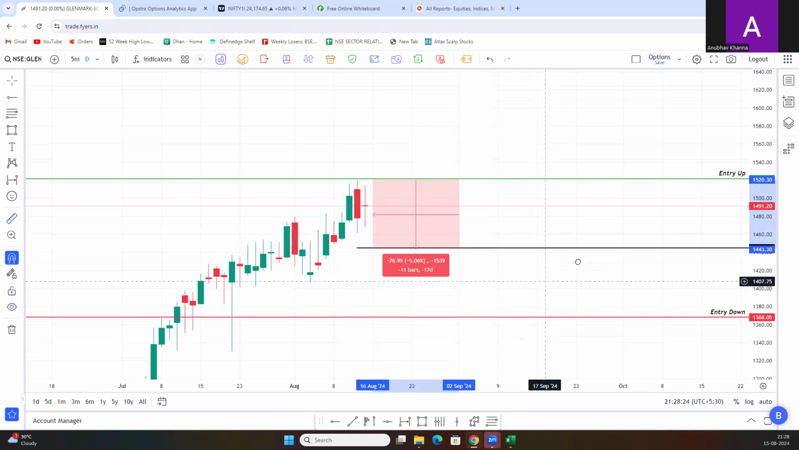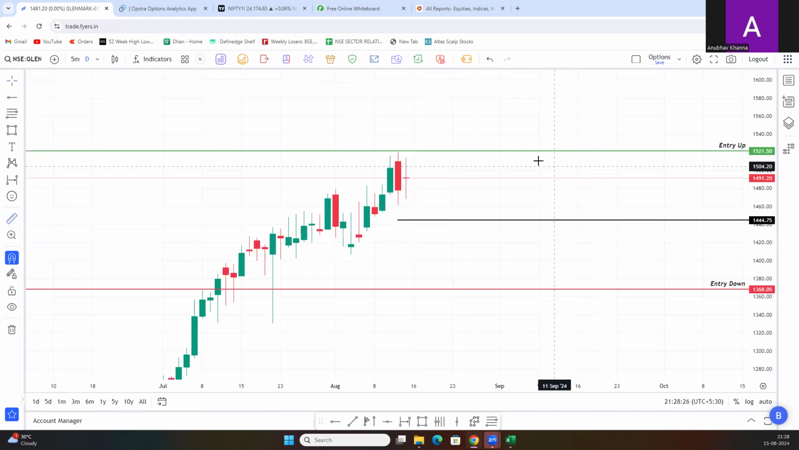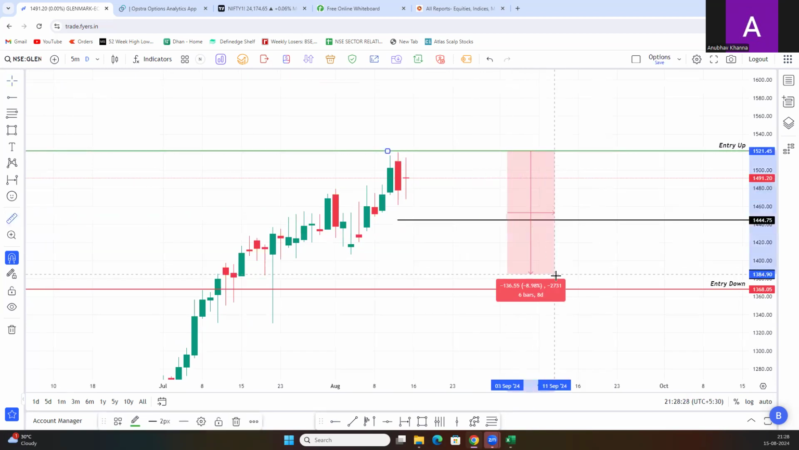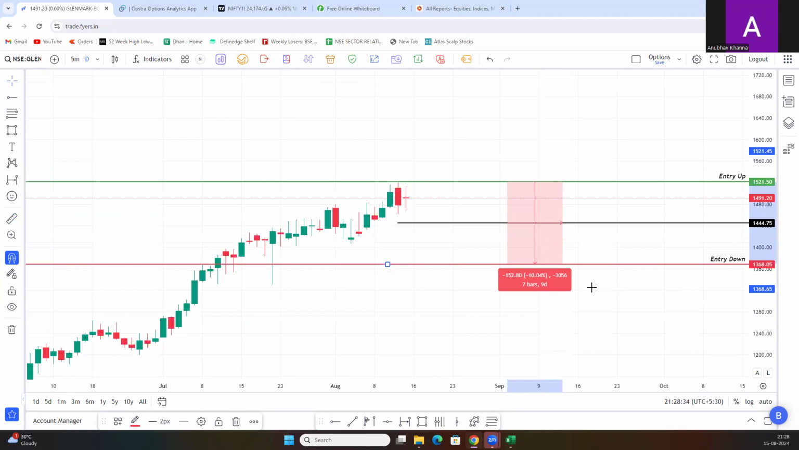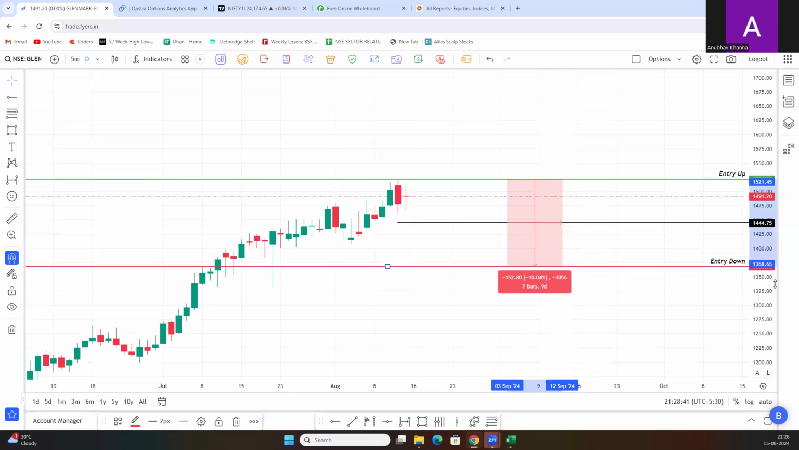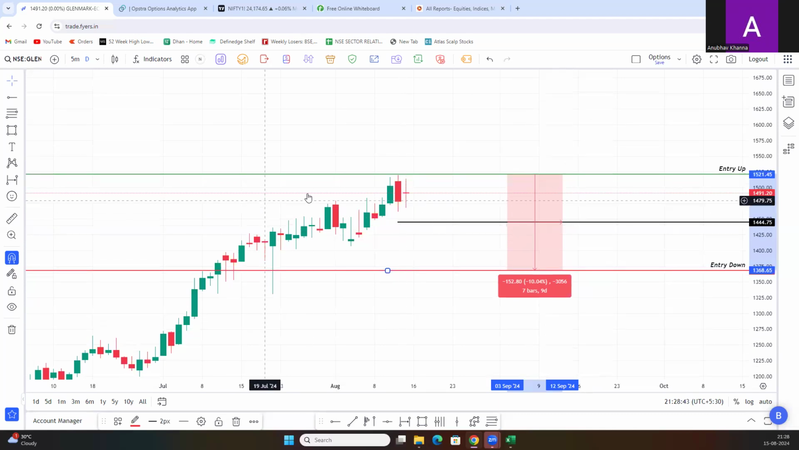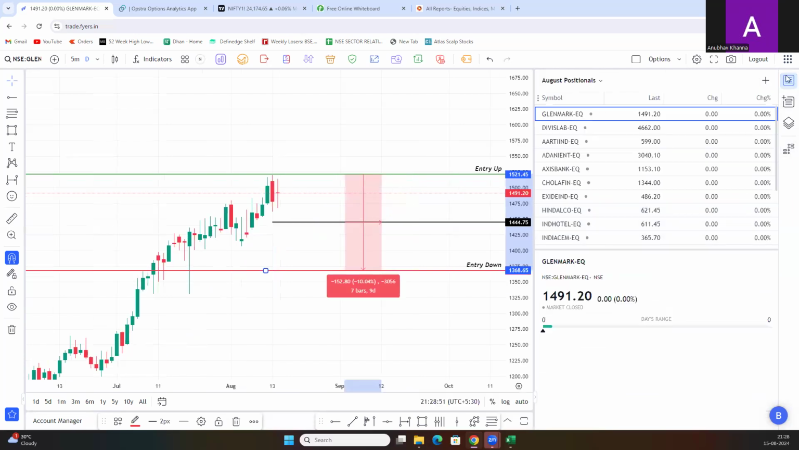5% stop loss. Why is it coming? Because there is a huge movement between entry up and entry down. There's almost a 10% difference between entry up and entry down. When the stock is under consolidation, these stop losses would be very small. We might see examples coming in the coming days.